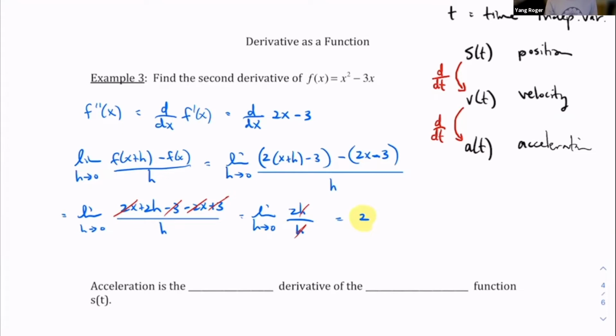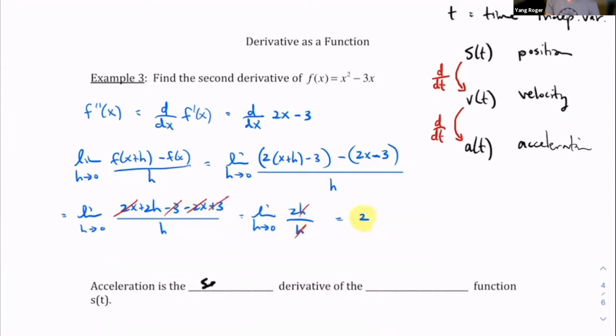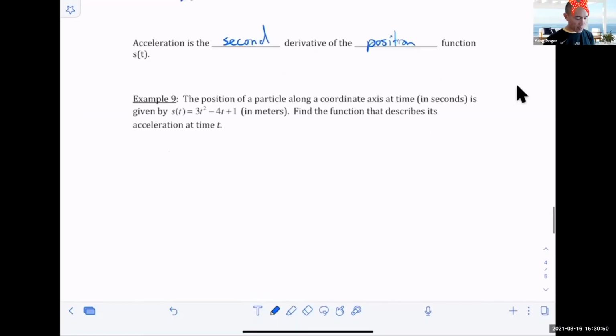All right. So this is a long way of saying the acceleration is the second derivative of the position function. If you took the derivative of the position twice, you get the acceleration. I think you guys can do example 9. Find the first derivative first. So find s prime for example 9, and let me know what you get.